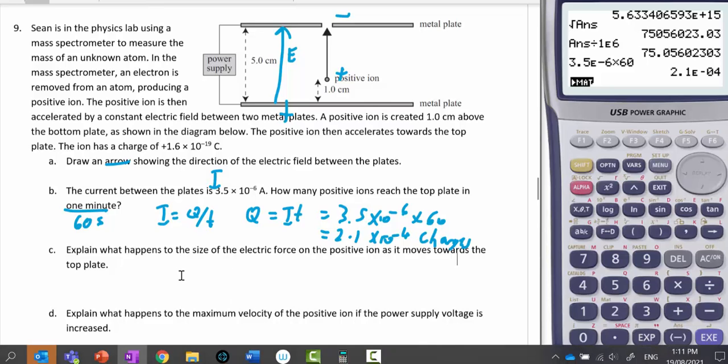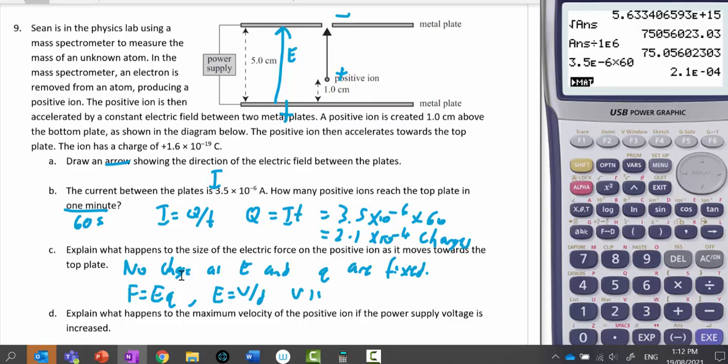Explain what happens to the size of the electric force as it reaches it. So there is no change as electric field strength E and the charge Q are fixed. So F equals EQ. You always provide an equation, and you could also go E equals V over D and say V is fixed, as is the distance between the plates.